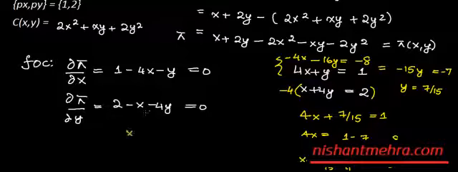So you have two values: x is equal to 2 by 15, and y is equal to 7 by 15.